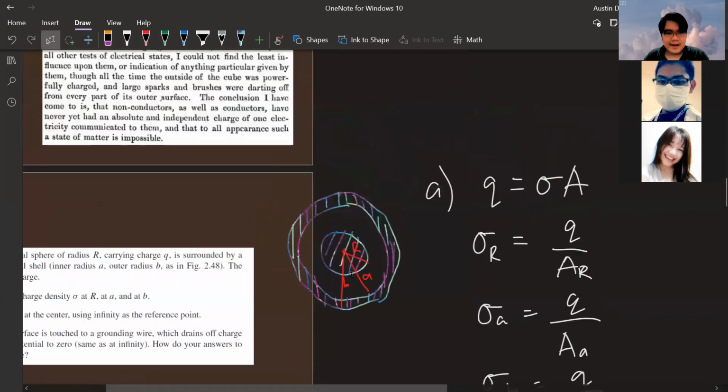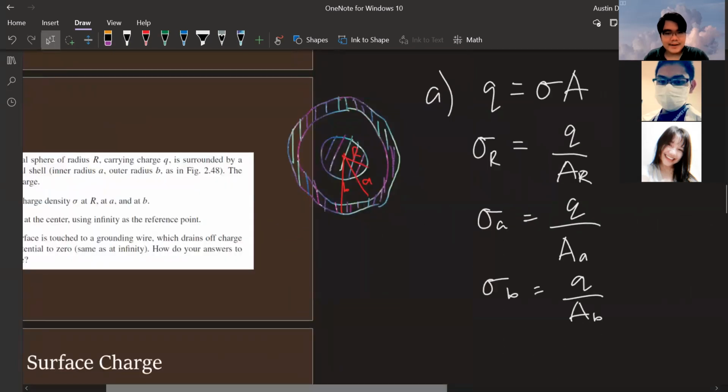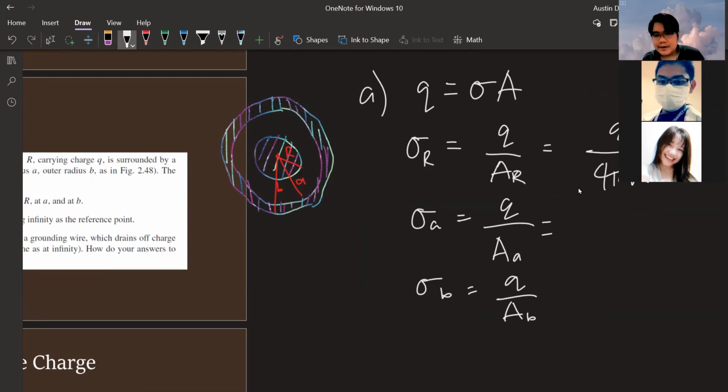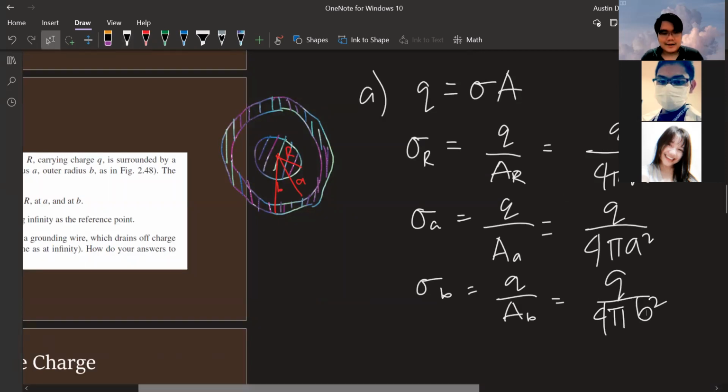And then the surface area for these guys is easy. That is 4 pi R squared. Tama? Papalitan mo na ngayon si R kung ano yung mga values ng mga tinatanong. So sa R, magiging Q over 4 pi R squared. Tama? Q over 4 pi A squared. And lastly, Q over 4 pi B squared. Okay, dali lang.